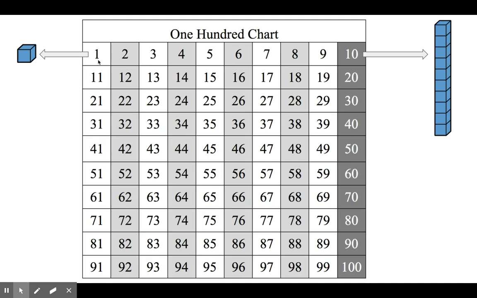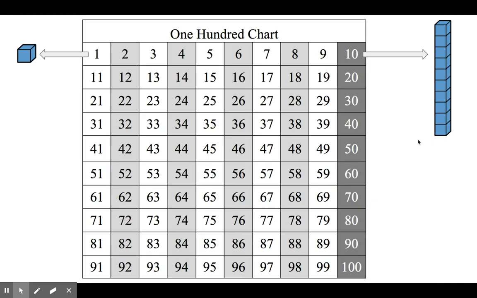So we say 1, which is represented by 1 cube. Then we go to 2, which would be represented by 2 cubes. 3, represented by 3 cubes, and so on. When we get to 10, we say we have 1 ten, or this 10 stick that looks like this, okay?